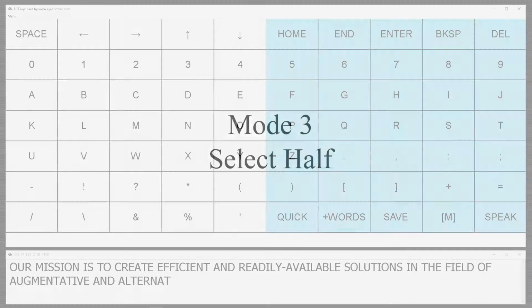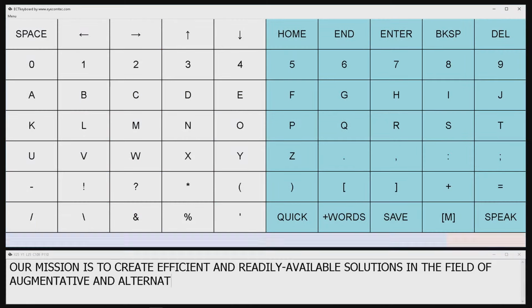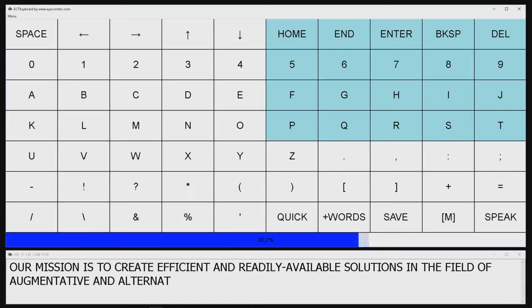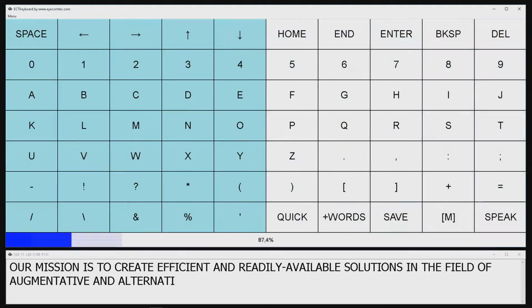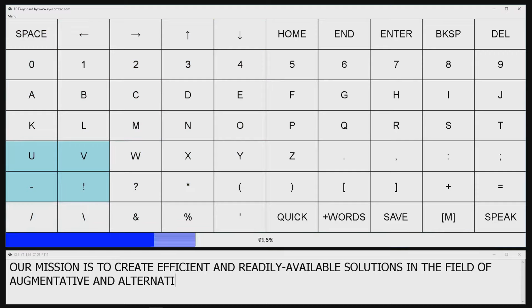Mode 3. Select half. The separating working mode. When this mode is enabled, the virtual keyboard is divided into two parts, and each of those parts is alternately highlighted. When the user chooses a part that contains a required symbol or character, that part is also divided into two alternately highlighted fragments. This division happens one after another until the user selects only one required symbol.